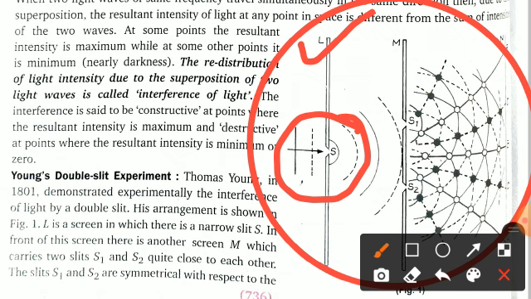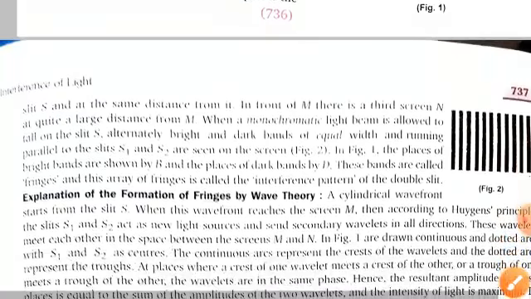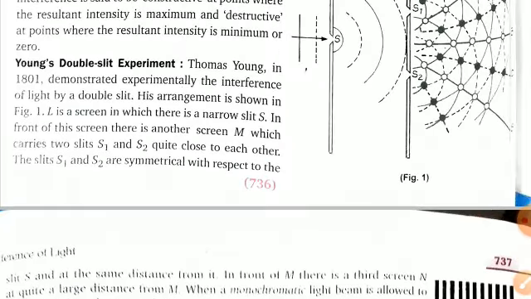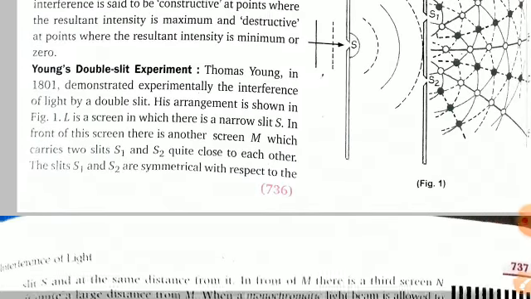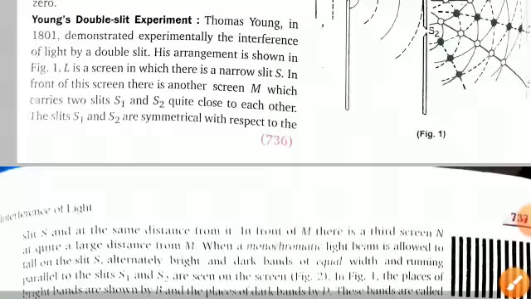In front of this screen there is another screen M. You can see here, this is the L screen, and in front of L there is another screen M, which has two slits. This is your S1 and this one is your S2, which are quite close to each other. The slits S1 and S2 are symmetrical with respect to the slit S, and at the same distance from it. What does it mean? It means that the distances of S1 and S2 from the slit S are almost the same. Both are at the same distance from the slit.